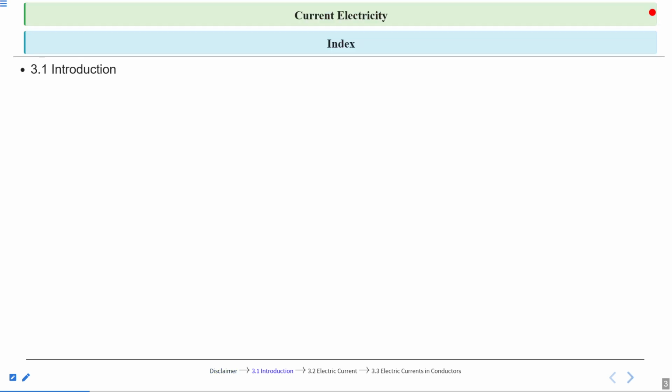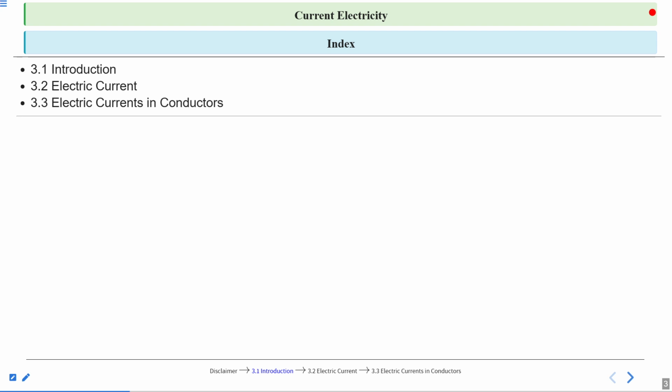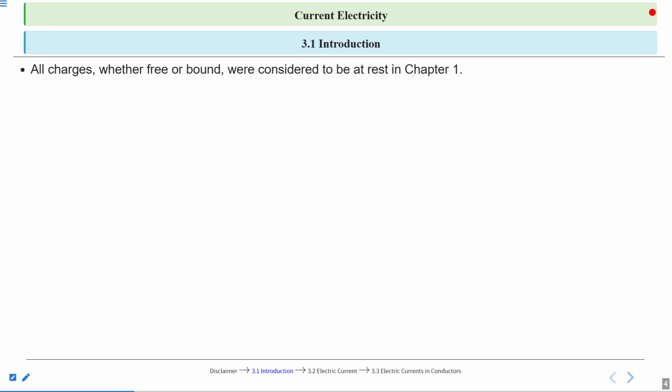So this is the index of the topics that we are going to discuss today. First one is NCERT section 3.1, introduction, then NCERT section 3.2, electric current, and then NCERT section 3.3, electric currents in conductors. Okay, the first one is introduction.